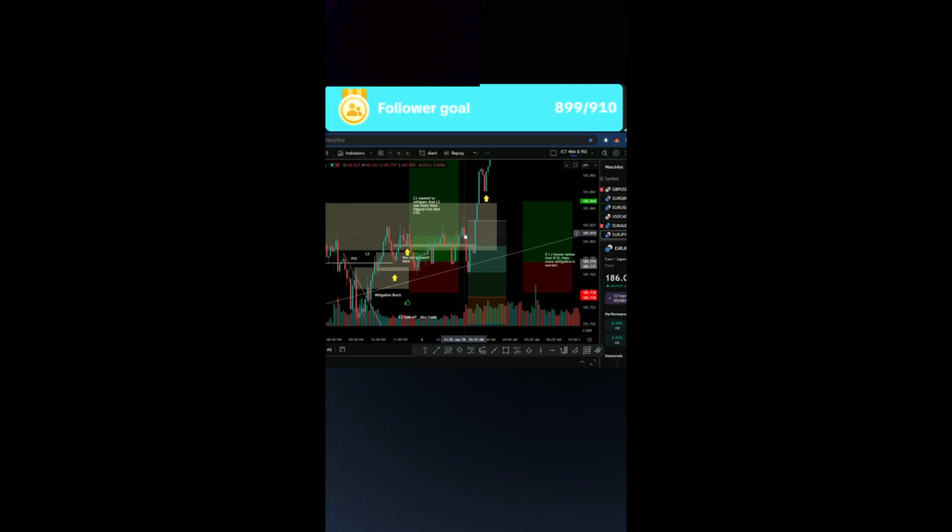It had not gone to the midpoint, and this mitigation block is not mitigated yet. So I would have been looking for this as the entry, and then maybe another move up back into this. But price created this big fair value gap or set of fair value gaps, and then it went back into this mitigation block, and it didn't even go to the 50% level. So right now, this is not a trade for me. Didn't even go to 50% of the body. This is not a trade for me.